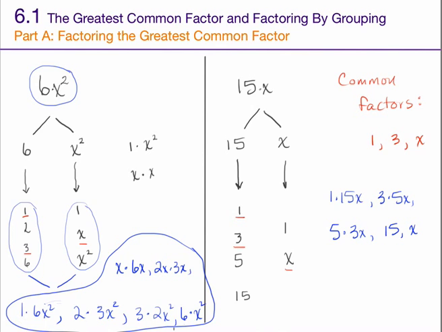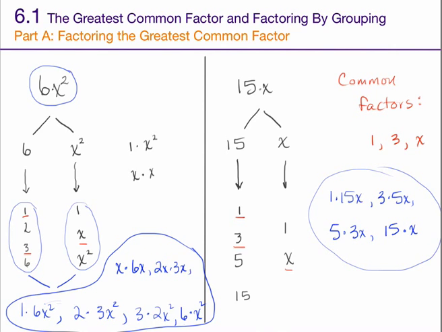So this list is all the ways I could write 6x squared as a product of two things where one of those things included an x squared. And this list came from all the ways that I could write 6x squared as a product of two things where each of the two things had an x, where the x times x gave me the x squared. Here I don't have an x squared, so this is my complete list of all the ways that I can write 15x as the product of two things. There are 4 things in this list.